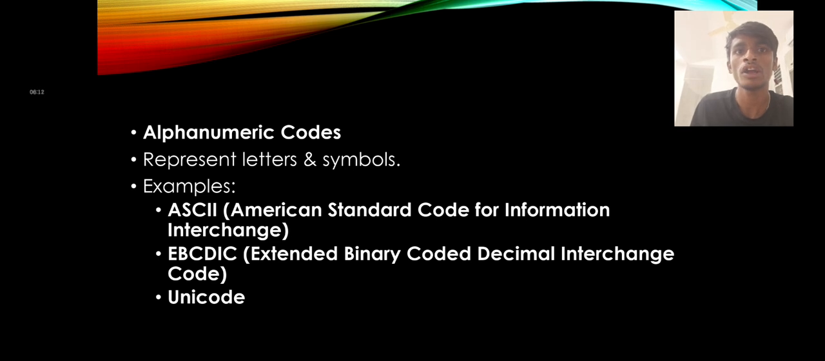Now I would tell about the alphanumeric codes. The alphanumeric code represents letters and symbols. The examples for alphanumeric codes are ASCII and EBCDIC. ASCII stands for American Standard Code for Information Interchange. EBCDIC stands for Extended Binary Coded Decimal Interchange Code. And another example for alphanumeric code is Unicode.